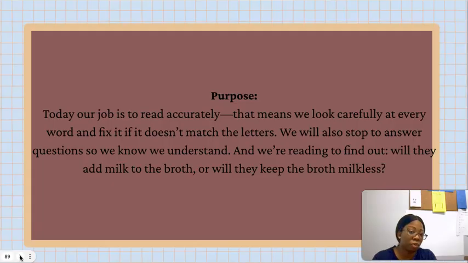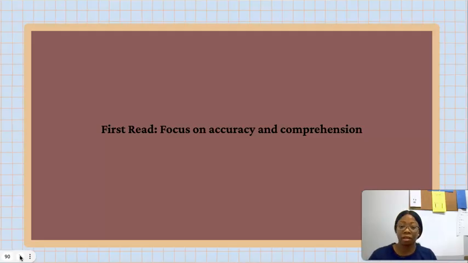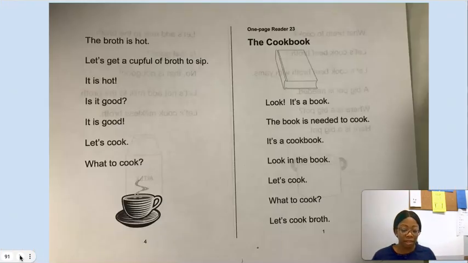Okay, so the purpose of our story today is to read for accuracy. And we're going to stop and answer a few questions off of each page. And then we'll find out if they're going to add milk to the broth. So let's go ahead and get our readers. All right. So I'll read the first page and then you will read it.